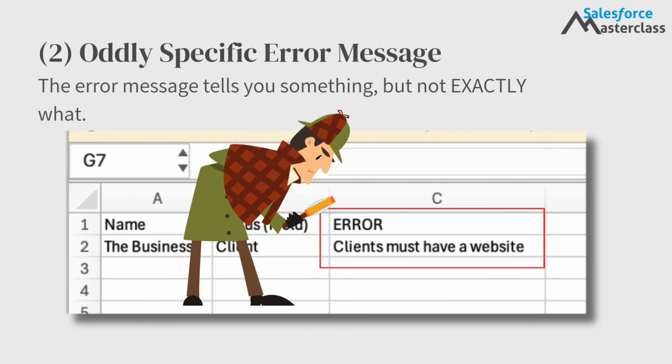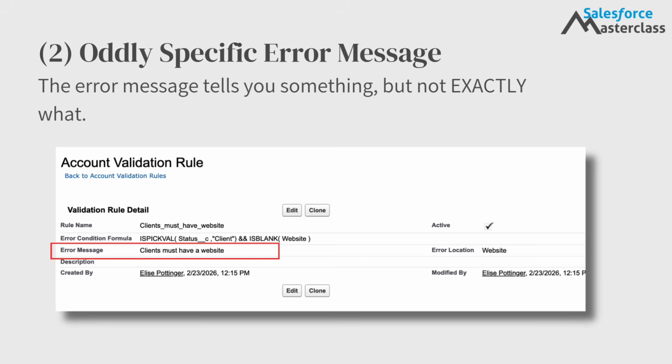Using your sophisticated powers of deduction, you first determine what kind of error it isn't. It's not a duplicate error, it's not an invalid field value error, and reading the error message, it sounds like something is required to create a record that wasn't included in the source file. Head to the object's validation rules and look for a matching error message. In our situation, we can see that we tried to create an account record with the status of client, but we didn't include a website in the file, so the record failed validation.